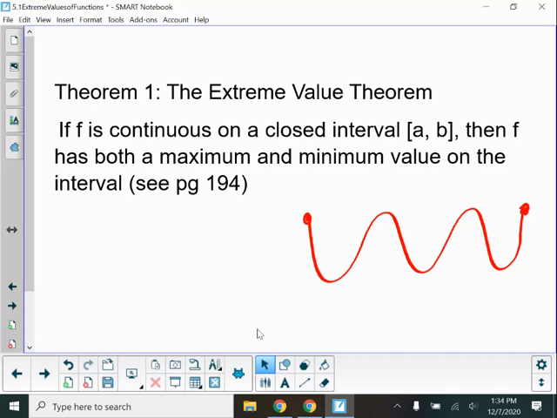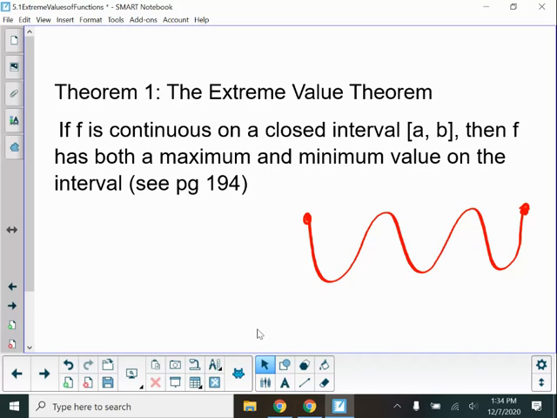Now we get into some of the theorems. So this first one is called the extreme value theorem. If f is some continuous function on a closed interval a to b, then f has to have both a max and a min value on that interval. So no matter what function you're looking at, if it is continuous on a closed interval, that means there's no breaks, no holes, no jumps, no gaps, and the interval is closed, so the endpoints are both solid dots, then you have to have both a max and a min value.